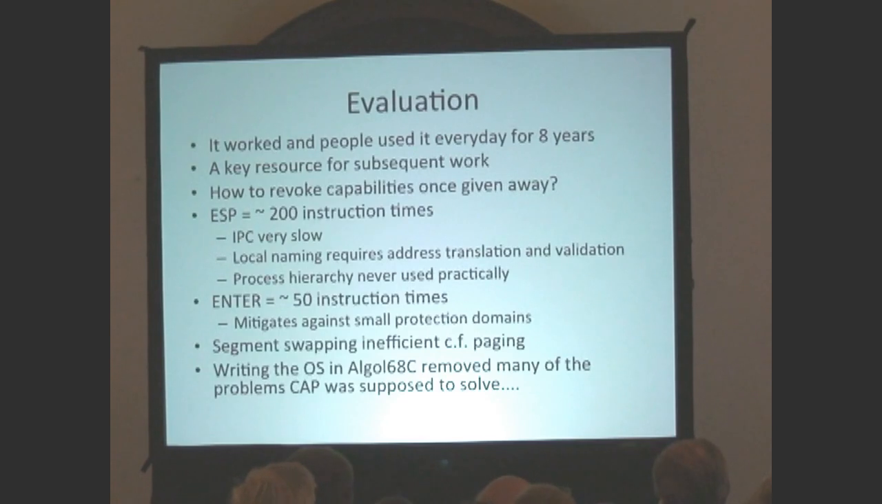It's a wildcard thing. The enter sub-process instruction was very slow. It was about 200 instruction times. That made inter-process communication quite ponderous, by the time you got into the coordinator and back out again and bounced around a few times. Because we had that local naming architecture, there was a lot of address translation and validation had to go on if you move things between processes as opposed to between protection domains. And the process hierarchy was never used practically, so a whole lot of energy in the microprogram was wasted.